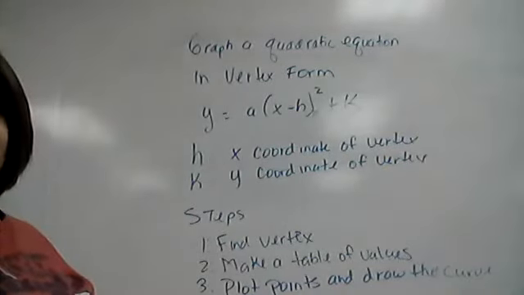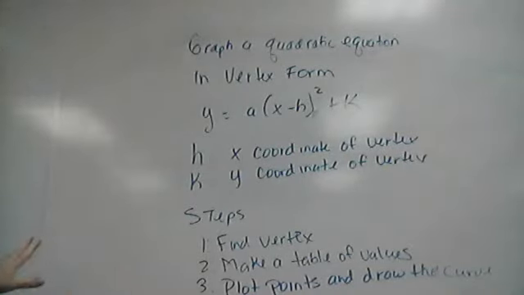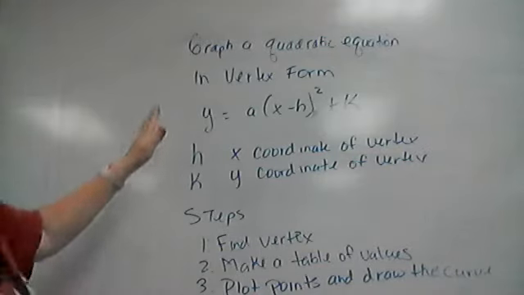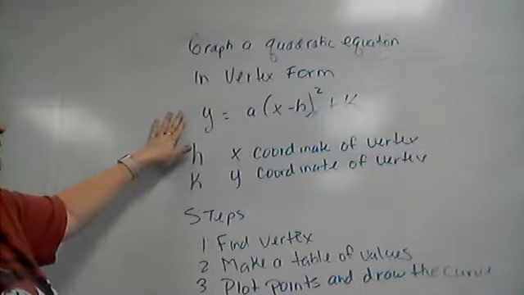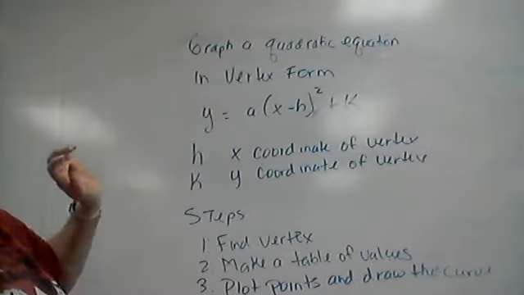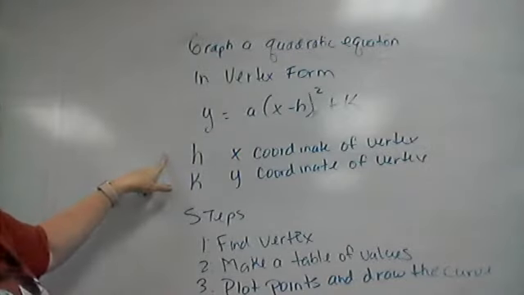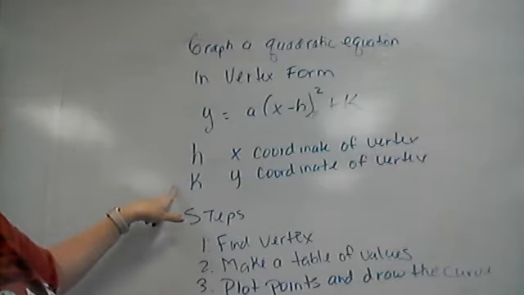All right, guys, I'm going to review graphing a quadratic equation in vertex form now. So our vertex form is a parentheses x minus h squared plus k. So our vertex is (h, k). H is the x-coordinate of the vertex. K is the y-coordinate of the vertex.